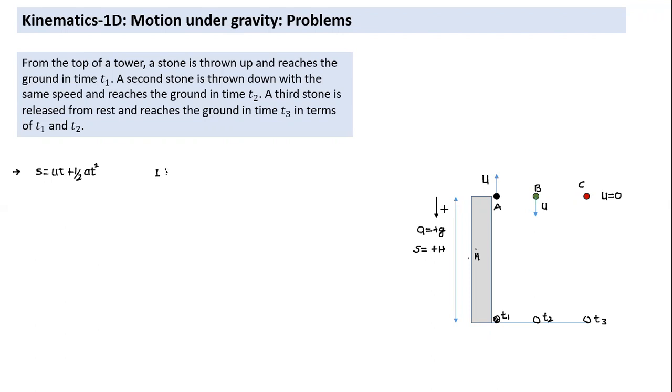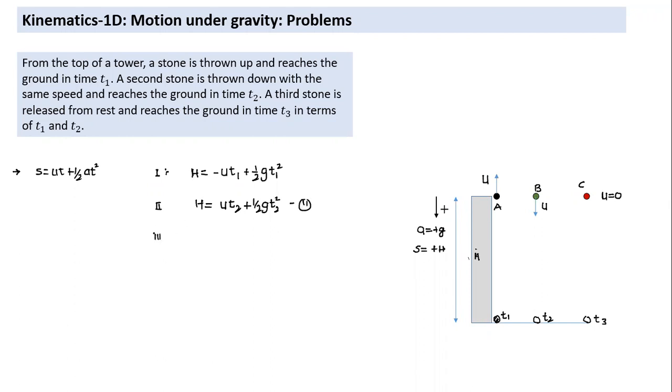The first one: s is positive in all cases. But just be careful. In the first case the time interval is t1, but u is upwards, whereas downward direction is positive. So u is negative. In the first case, I'll substitute minus u, and time is t1. Downward is positive, so acceleration is positive: h is equal to minus u t1 plus 1 by 2 g t1 square. Similarly for the second stone, h is equal to u t2 plus 1 by 2 g t2 square. In this case u is positive, that's the only difference between the two. Acceleration in all three cases is downwards, hence positive. That's the second equation.